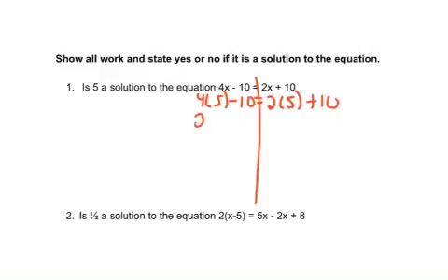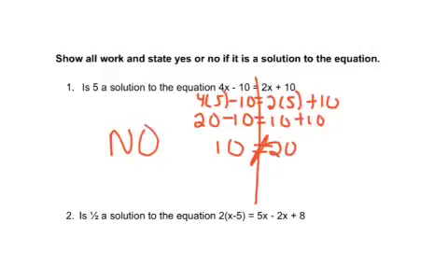Four times 5 is 20 minus 10 equals 2 times 5 is 10 plus 10. 20 minus 10 is 10. 10 plus 10 is 20. Since these values are not equal, this is a no.